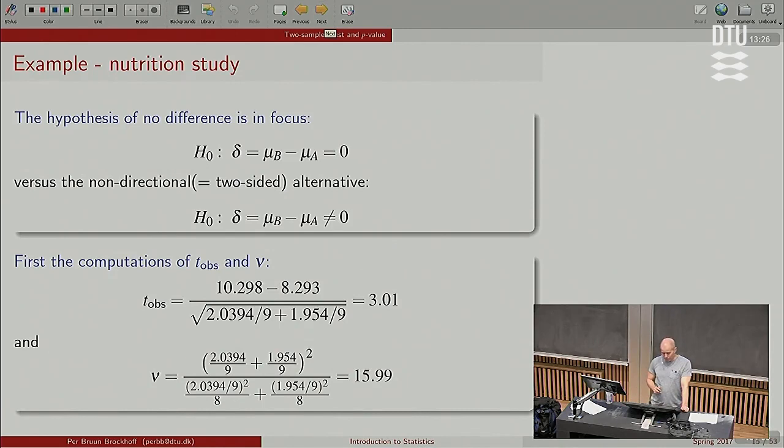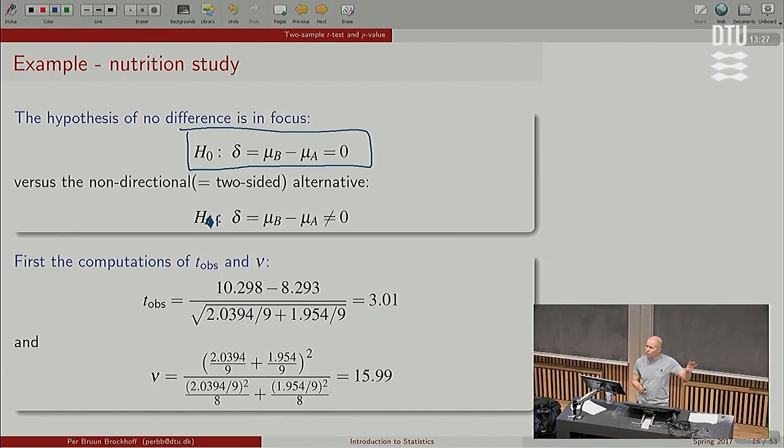The example, the nutrition study example. We emphasize again the hypothesis that we are about to test is the hypothesis of no difference between the two means in the two hospitals. I give that the name delta I. There's a typo here, it should be the alternative there, H1. If I want to emphasize, we have this classical non-directional alternative.